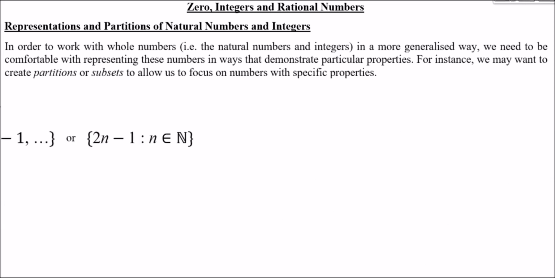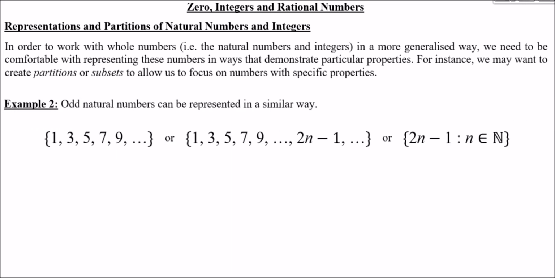However, odd natural numbers can be represented in a similar way. So if you just imagine the nth term for any odd number, it would be 2n subtract 1. So 2n is the evens, but odd numbers start 1 lower. So if we go up in steps of 2, hence 2n, but the first odd natural number is 1 lower, hence minus 1. It's 1 lower than the first natural even number. 1 is 1 lower than 2.